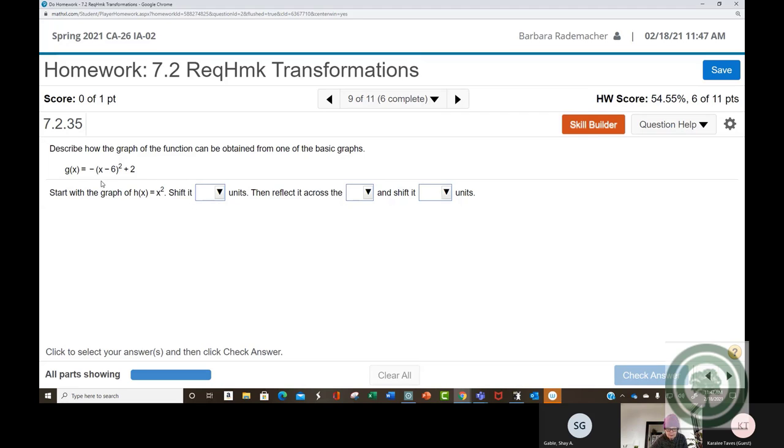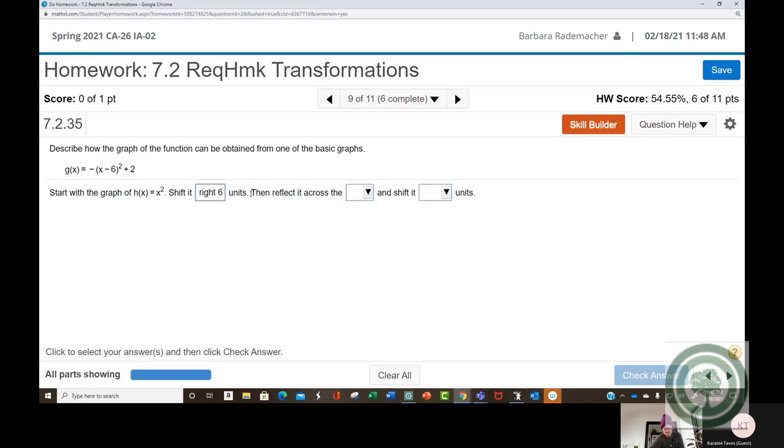All right, here we've got the basic graph of x squared, and they actually give that to us. Now, what are we going to do? We've got 2 shifts. So let's see what they're talking about. We have a vertical shift, we have a horizontal shift. They are talking about the horizontal shift. Shift it 6 units to the right, the opposite direction from what you'd expect. Right six.